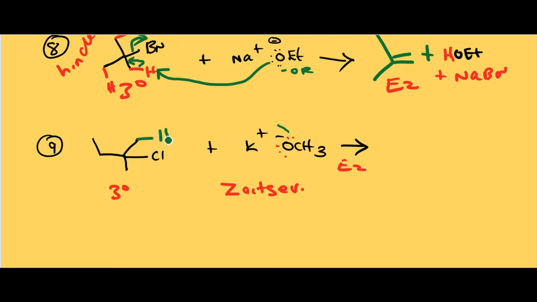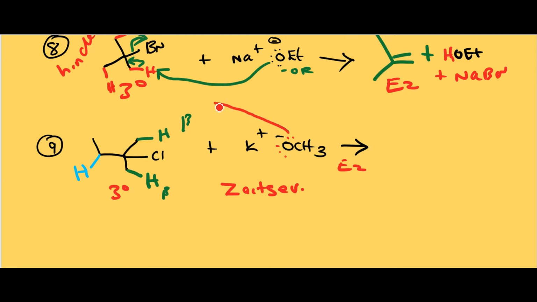Before we push our arrows, you want to show your beta hydrogens, and I'm going to use color codes so you can see which beta hydrogens are the same. Okay, so that's a beta hydrogen, that's a beta hydrogen, it's a hydrogen sitting on a carbon directly bonded to the carbon bearing the leaving group. Okay, so it's a hydrogen sitting on a neighboring carbon to the carbon bearing the leaving group. There's no other way to call it.